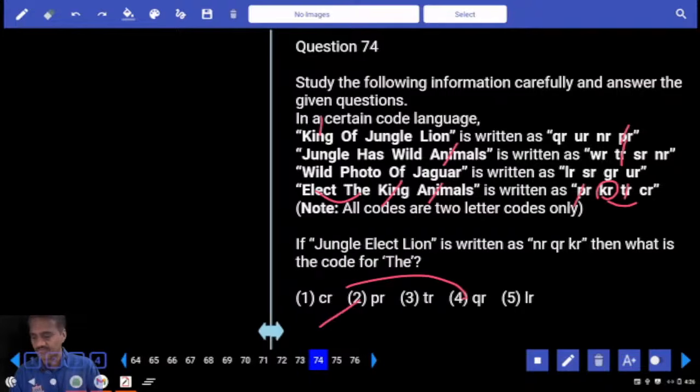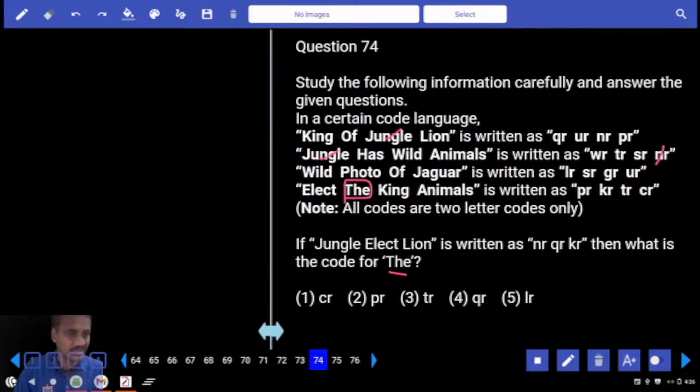Then next one, 74. Now in this 74, jungle elect lion. Now jungle elect and lion is the code. Then what is the code to the word the? We need the word the. The is here. Jungle elect and lion. Now jungle is here. And what is common here? NR is common. The code for jungle is what? NR. Elect and lion.